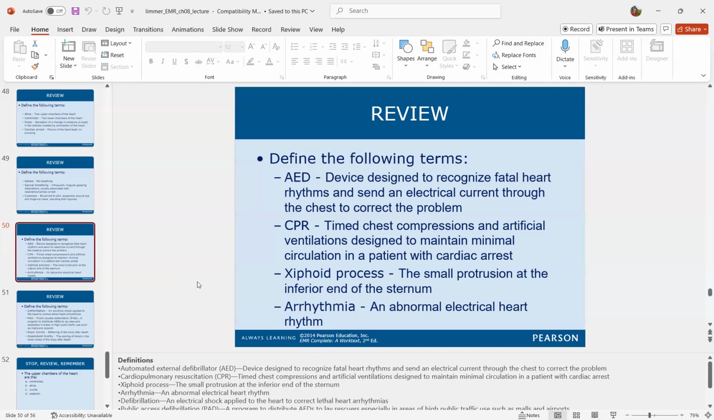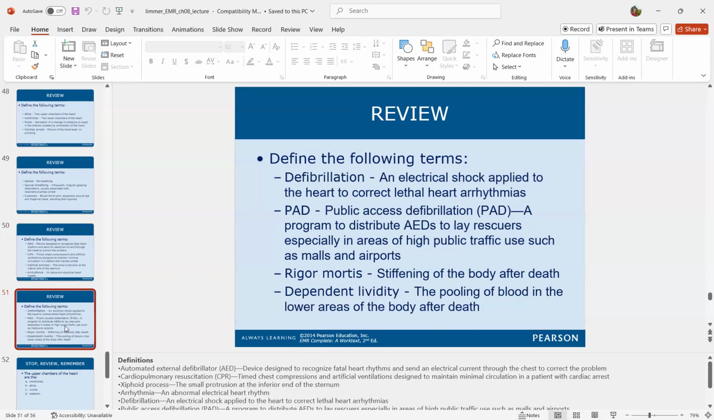Arrhythmia is an abnormal electrical heart rhythm. Defibrillation is an electrical shock applied to the heart to correct lethal heart arrhythmias. It's usually going to be for VTach or VFib, ventricular tachycardia or ventricular fibrillation, which is what the AED is used for. PAD is public access defibrillation, a program that distributes AEDs to lay rescuers, especially in areas of high public traffic like malls, airports, schools, that kind of thing.